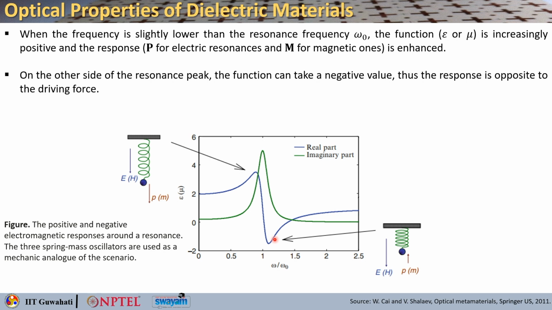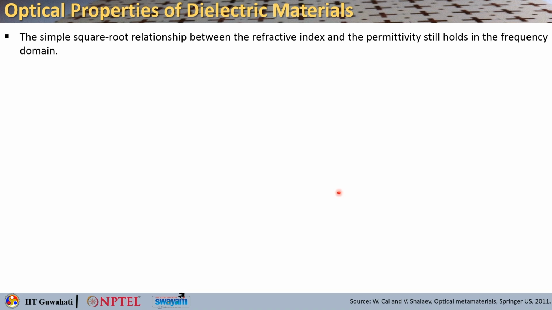That means the response is basically opposite to the driving force, which can be seen here. Okay, so you can write electric field and you will see the polarization is in the opposite direction, or when you talk about magnetic field, you will see the magnetization is in the opposite direction. So, this is what this particular graph basically tells you.